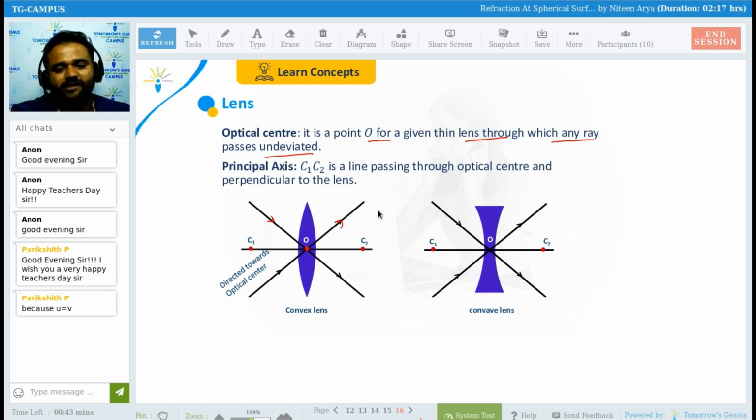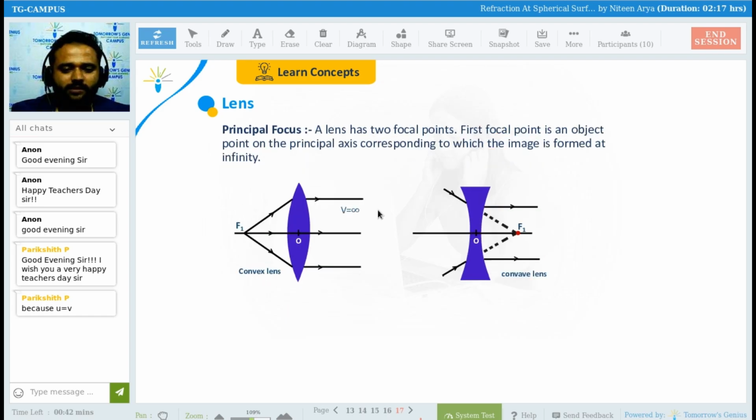Principal axis C1 C2 is a line that passes through the optical center and is perpendicular to the lens. We are going to use this particular line to put an object and to find the object distance or image distance from the optical center. Is this clear, everyone? This is the same for both convex and concave lenses.